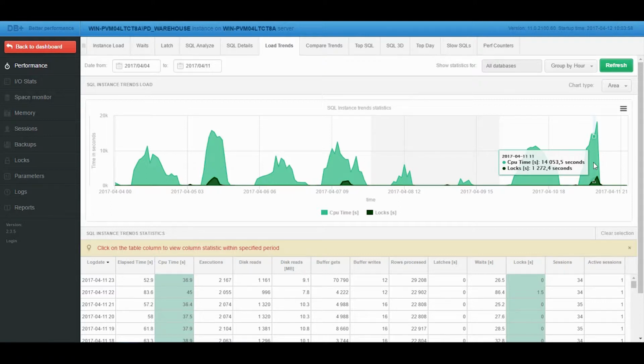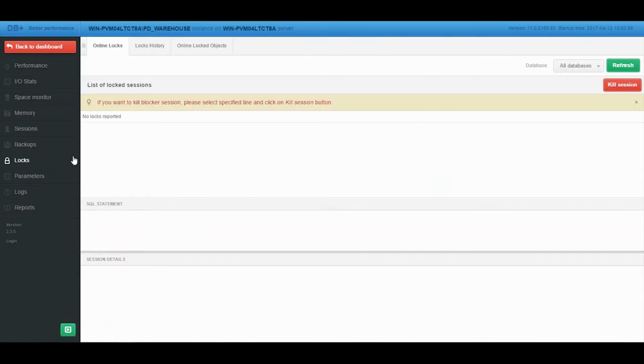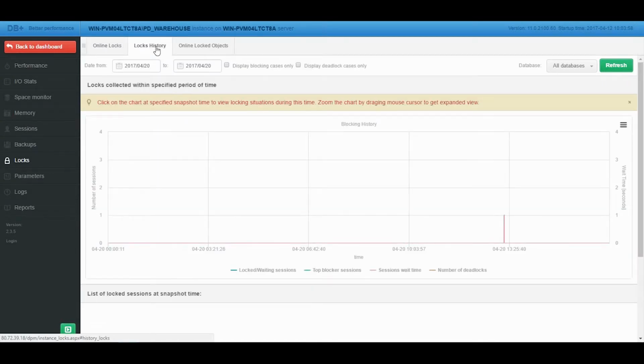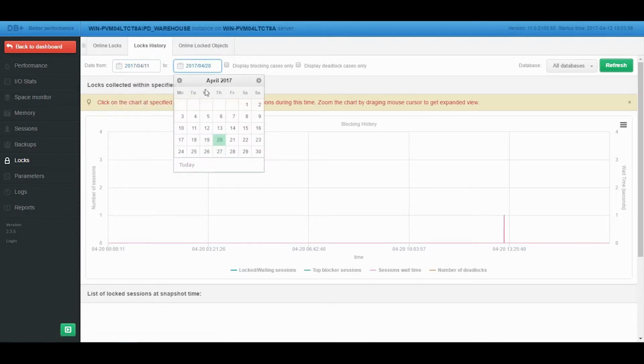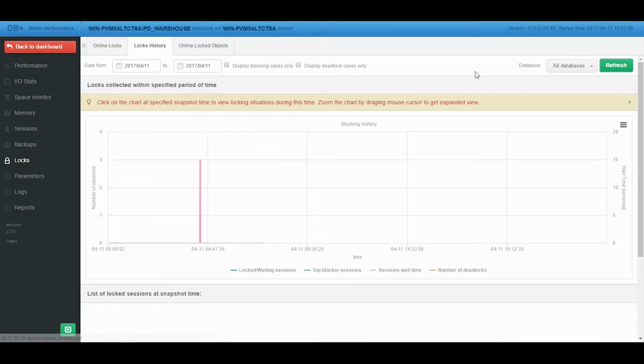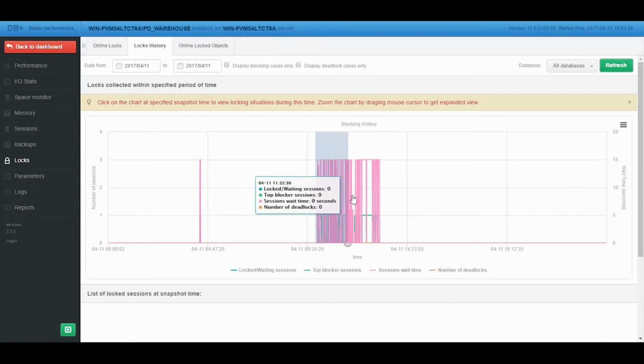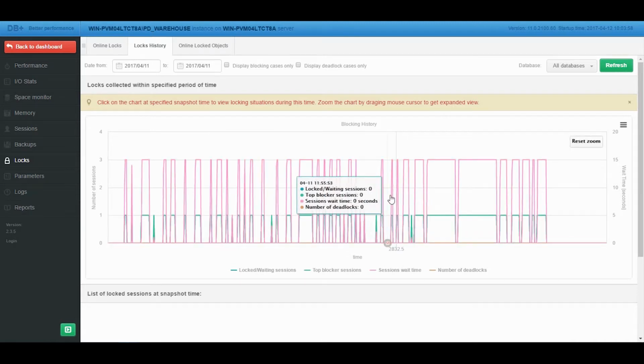For further analysis, let's head to the Locks screen. And check the Locks History tab, where, for the given day the lock occurred, we will identify their types. The graph can be zoomed in. It presents the number of blocking and waiting sessions, as well as the time elapsed.